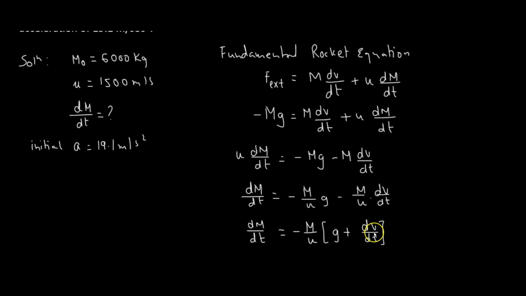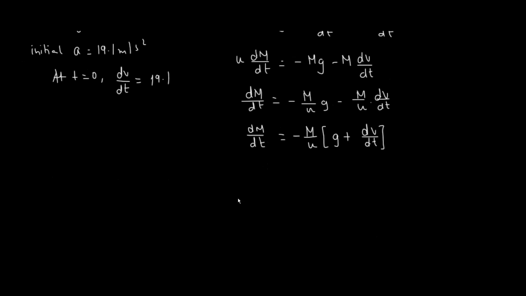So let's plug in all the values. dv over dt is the initial acceleration. That means at t equals 0, when the rocket just starts, it's going to have an acceleration. dv over dt is equal to 19.1 meters per second squared. So let's plug in all these values here.